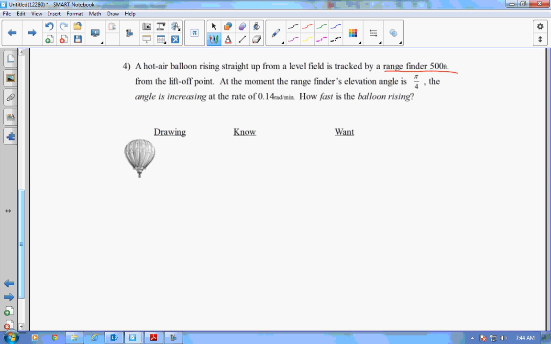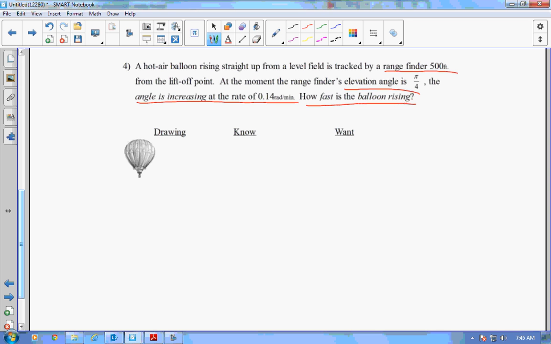Okay, at the moment, the rangefinder's elevation angle is such that the angle is increasing at the rate of 0.4 radians per minute. So at a specific point in time, the angle is changing as it goes up, following the hot air balloon. At a specific point in time, the angle is increasing at a rate of 0.14 radians per minute. How fast is the balloon rising?